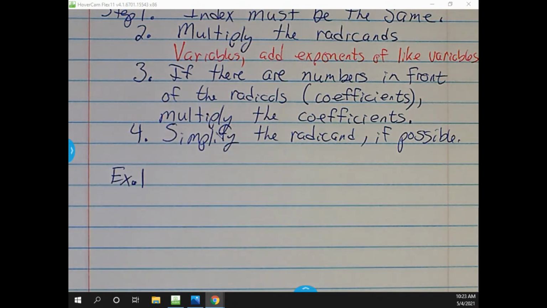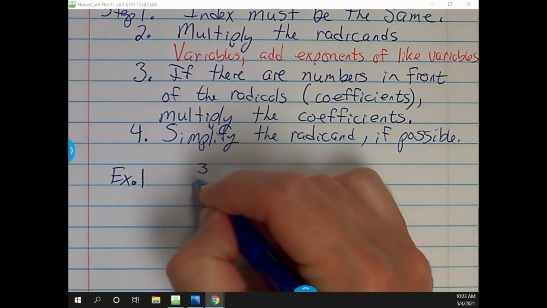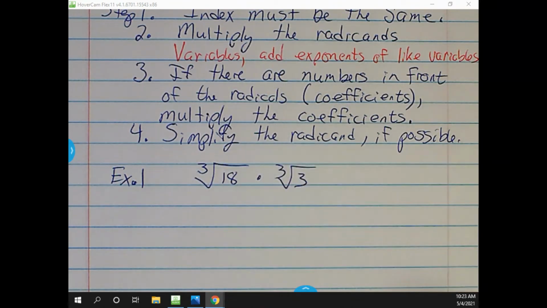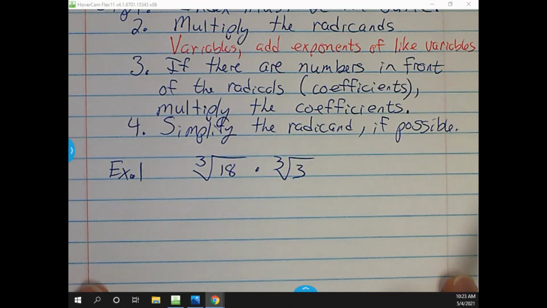All right, so let's just show you some different examples of what we're going to look at. So let's do the third root of 18 times the third root of 3. Okay, indexes are the same, so step one, you can basically get rid of that one because that's always going to be the case. Step two, you're going to go ahead and multiply the radicands.